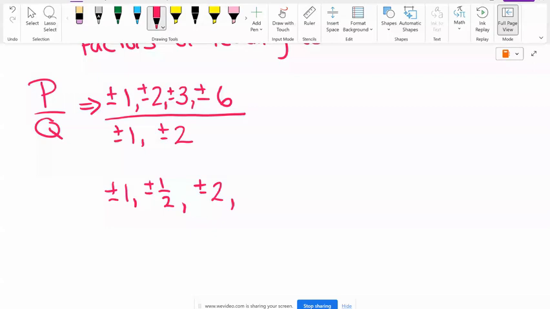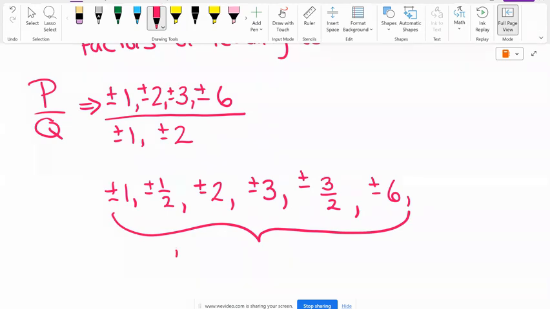Then we move on to 3. We're going to do plus minus 3 over 1, which is just plus minus 3. Then we're going to do plus minus 3 over 2. And we move on to 6. We're going to have plus minus 6. But then 6 over 2, isn't that 3? That's already there, so we're not going to write it again. This is the list of all possible rational roots.